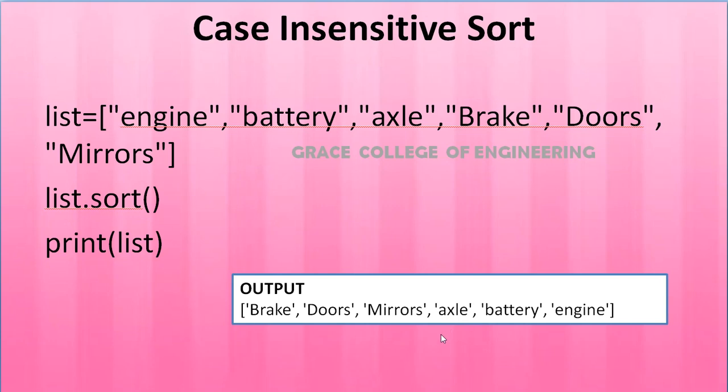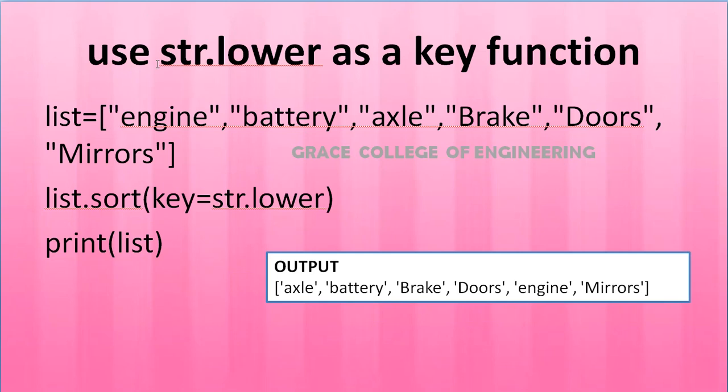This is a concept used in lists. Then if you want to take the lower value first, you want to use str.lower. That key function needs to be used. So the list is created and list.sort with key equal to str.lower. Print list. The lower value will be taken first. So axle, battery, brake, doors, engine and mirrors.